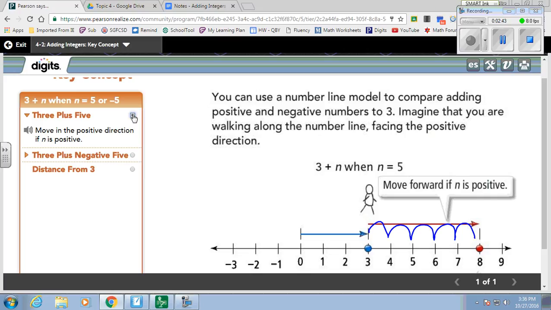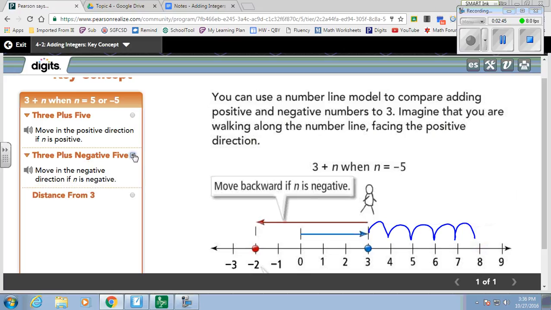Then they're going to turn around and show, if we were to do 3 plus negative 5, again I said that the negative sign tells you a direction. Don't just think about it being a negative amount, it's a direction. On a number line, the direction means to the left. So that means you would move backwards n when it's negative.